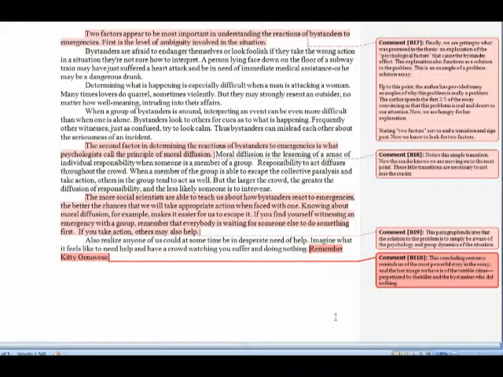So hopefully pointing out some of these components of this essay, some of the things that are working in here effectively, will help you as you write your essays.